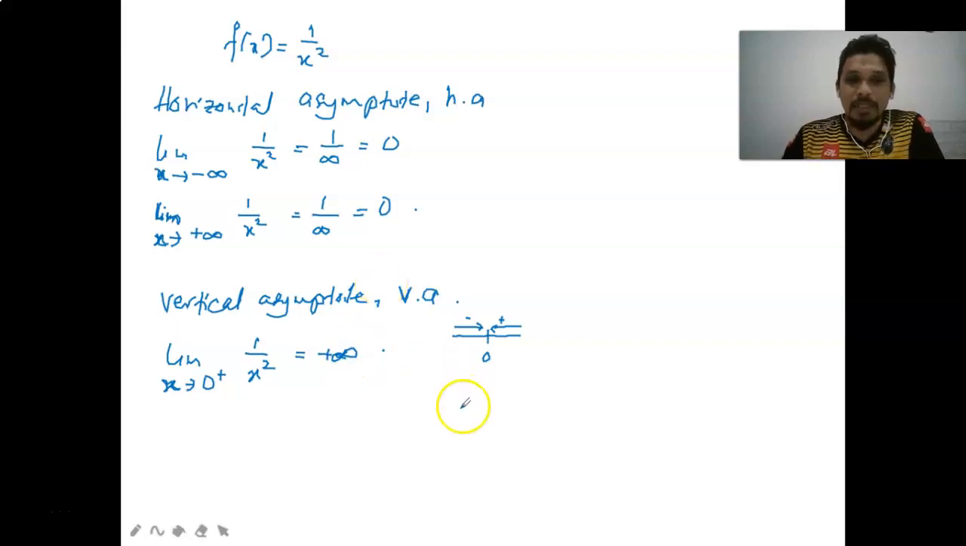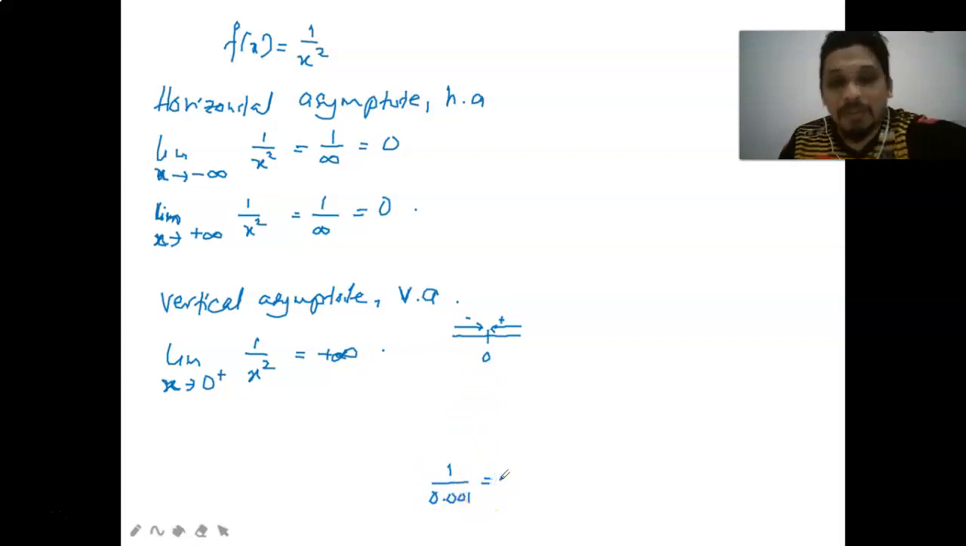Okay, you may just try substituting with 1 over 0.001. If I try by myself here, 1 divided by 0.001, then equal to 1000.